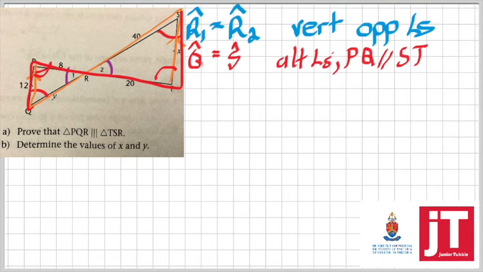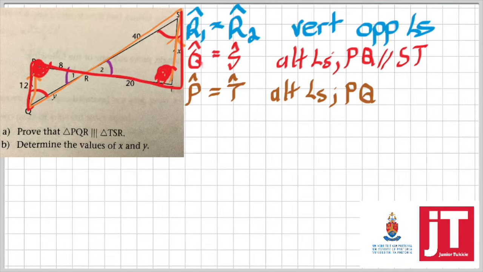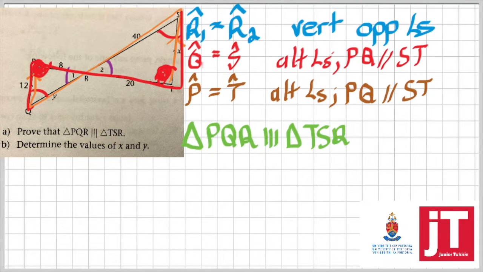Sorry, P is equal to angle T. So P is equal to T for the same reason, alternate angles, and you've got to state the parallel lines. PQ is parallel to ST. Then I can make a conclusion in the end to say triangle PQR is similar to triangle TSR. The reason for that is angle, angle, angle. We've proved it through using 3 angles, and therefore it's angle, angle, angle.